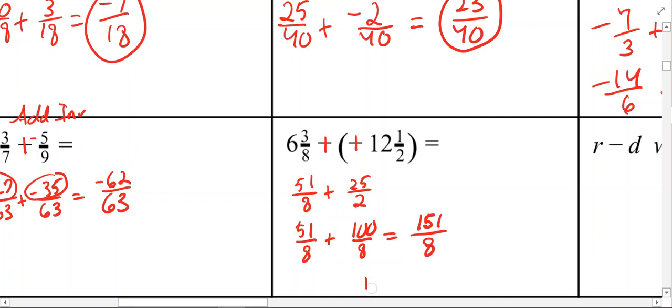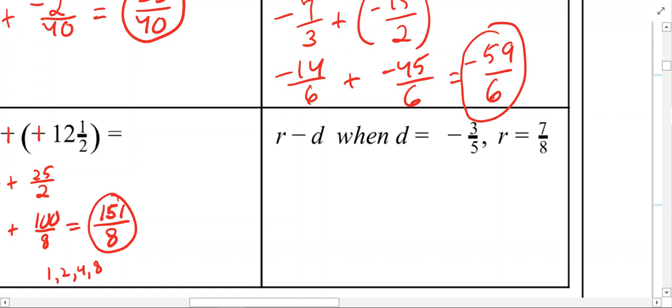Now, you got to think about all the numbers that can go into 8. Those include 1, 2, 4, and 8. Well, 1's not going to simplify this. 2 is not going to work because 151 is an odd number. And same with 4 and 8. 151 is not divisible by any even numbers. So this is simplified.